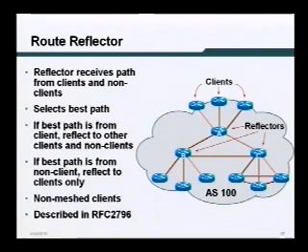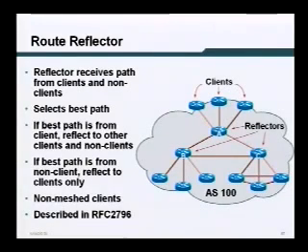So if a prefix comes in from a client, say it comes from the client at the top, it'll go to router A. Router A will take that prefix, send it to the other clients, and send it on to router B and router C. Router B hears a prefix coming from router A.